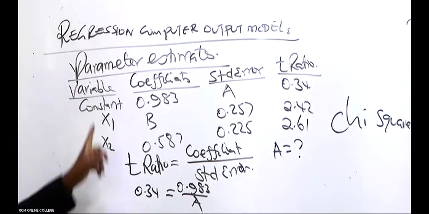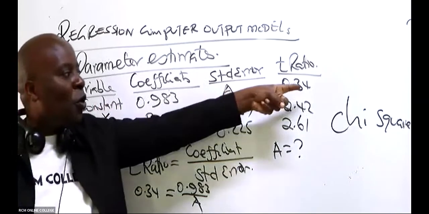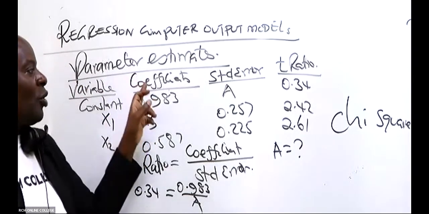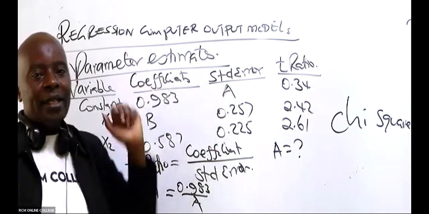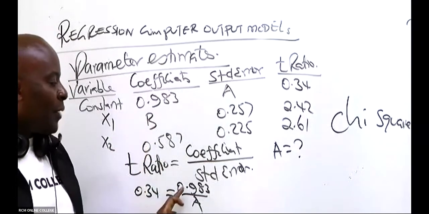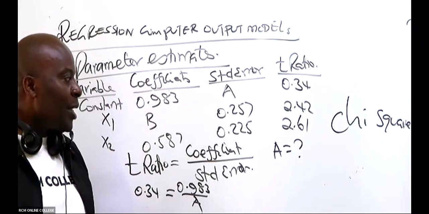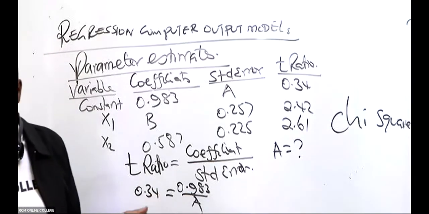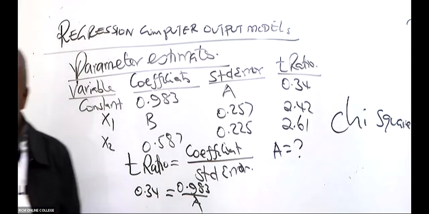What have I done? I've worked with the T ratio for this row. To get the T ratio, basically take the coefficient over the error. So we have the coefficient here, which is 0.983, divided by the error, which is A. And now you make A the subject of the formula.